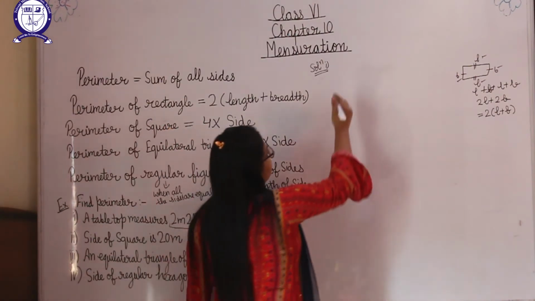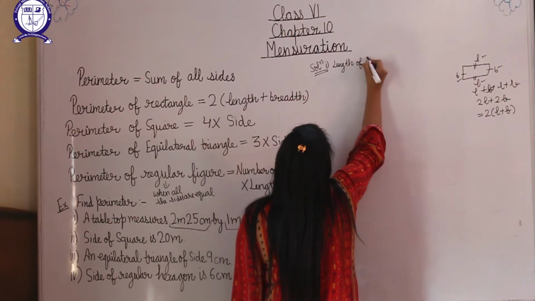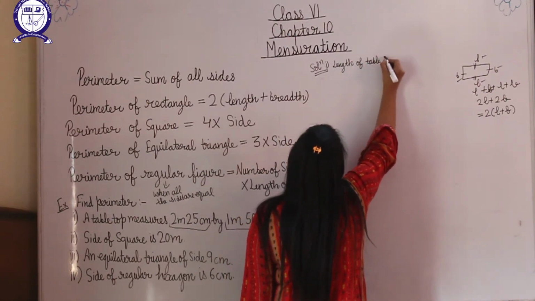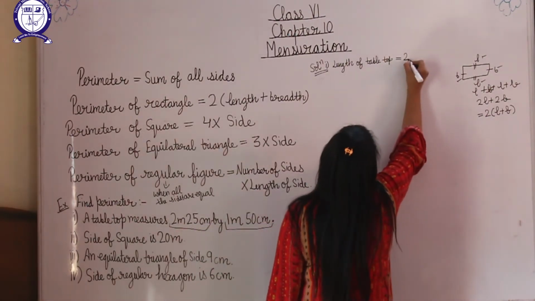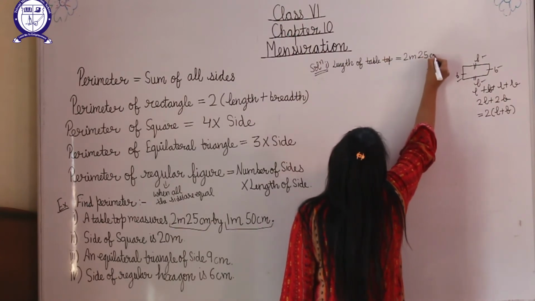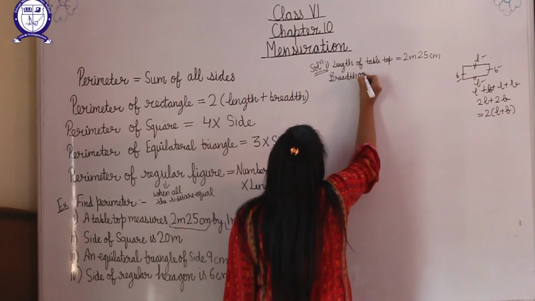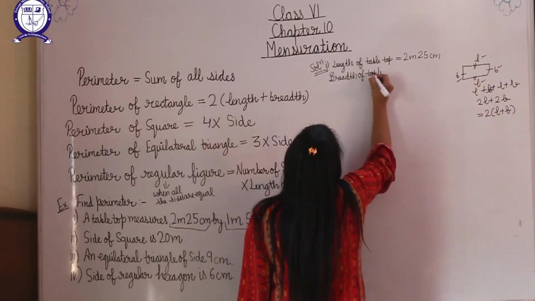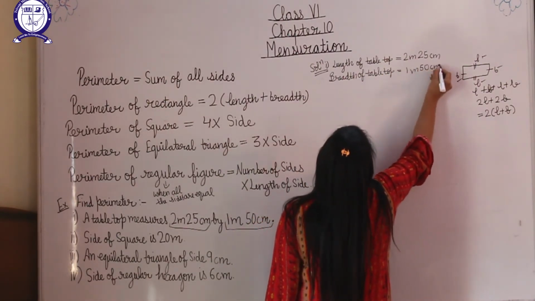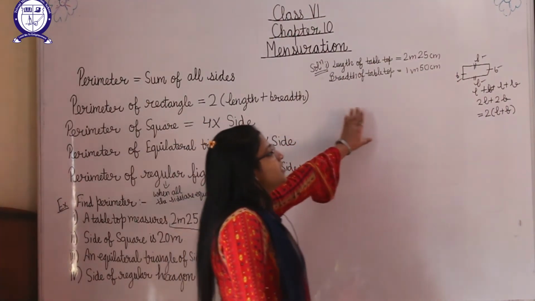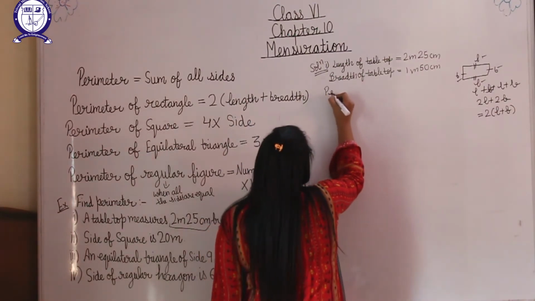So here we will write: length of tabletop is equal to 2 meter 25 centimeter. Then we will write the breadth of tabletop. So breadth of tabletop is equal to 1 meter 50 centimeter. Now students, as we know that length and breadth are given, it means the tabletop is in the shape of a rectangle. So what will be the perimeter of the tabletop?